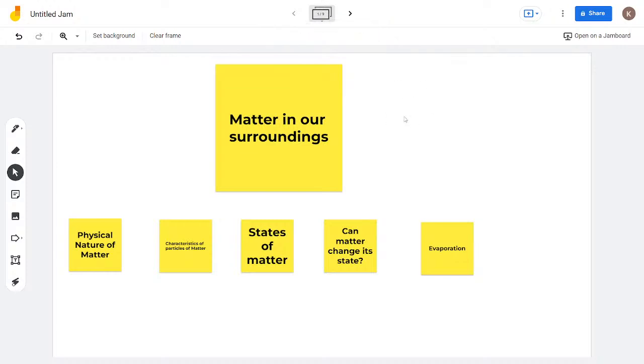Hello class, my name is Kavita Tiwari and we are going to start a chapter of class 9 which is matter in our surroundings. In this chapter we will be having some subtopics which are physical nature of matter, characteristics of particles of matter, states of matter, then comes can matter get changed, can matter change its state, and evaporation. So let's get started.